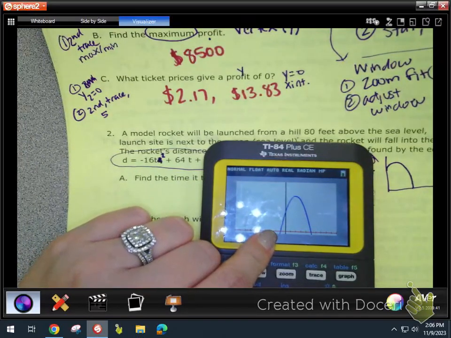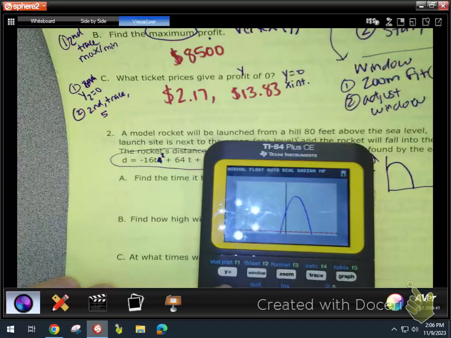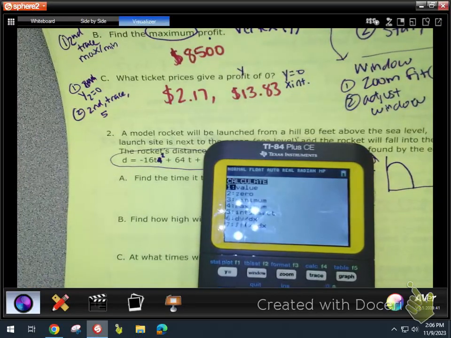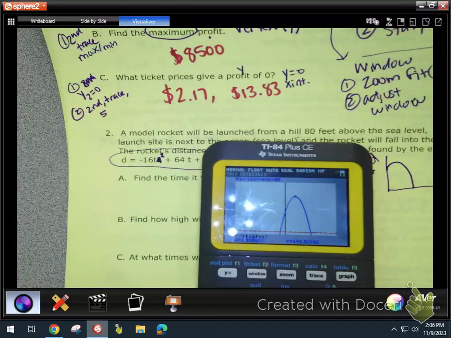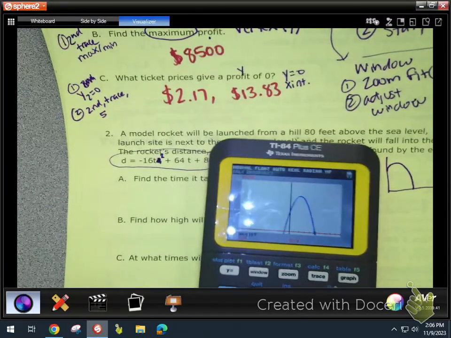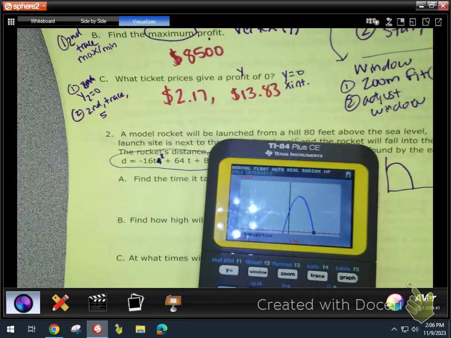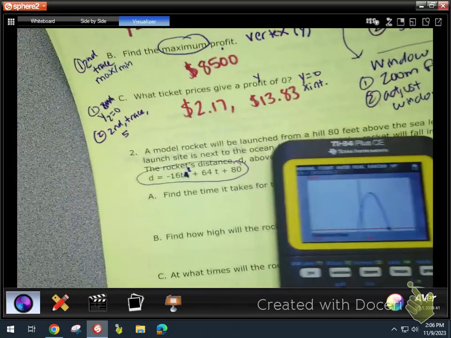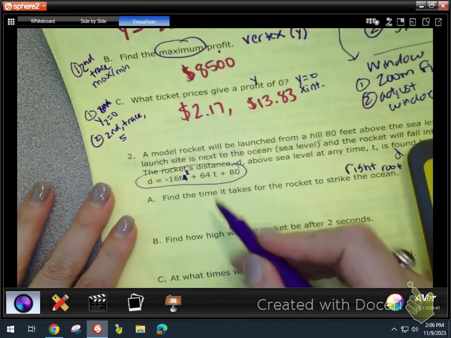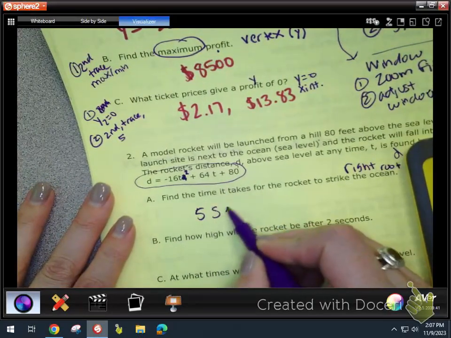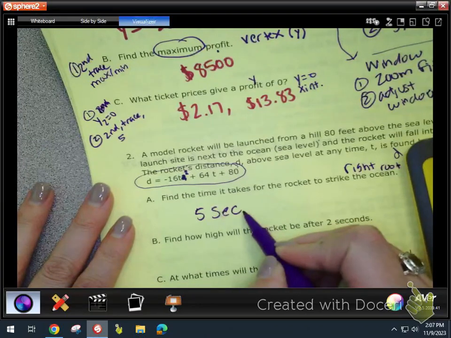So we are going to go to second trace, 5. Scroll to where we landed in the water. Enter, enter, enter. I just scroll closer to it. So what time? How long did that take? 5 seconds. Very good, because that's our unit for time.